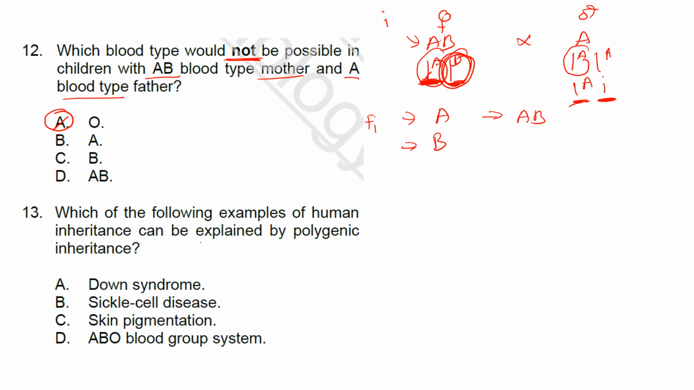Okay, number 13. Which of the following examples of human inheritance can be explained by polygenic inheritance? Polygenic inheritance, where poly means many genes, is when one character is controlled by 2 or more genes. For example, skin pigmentation. Other characters controlled by polygenic inheritance are, for example, height or weight.